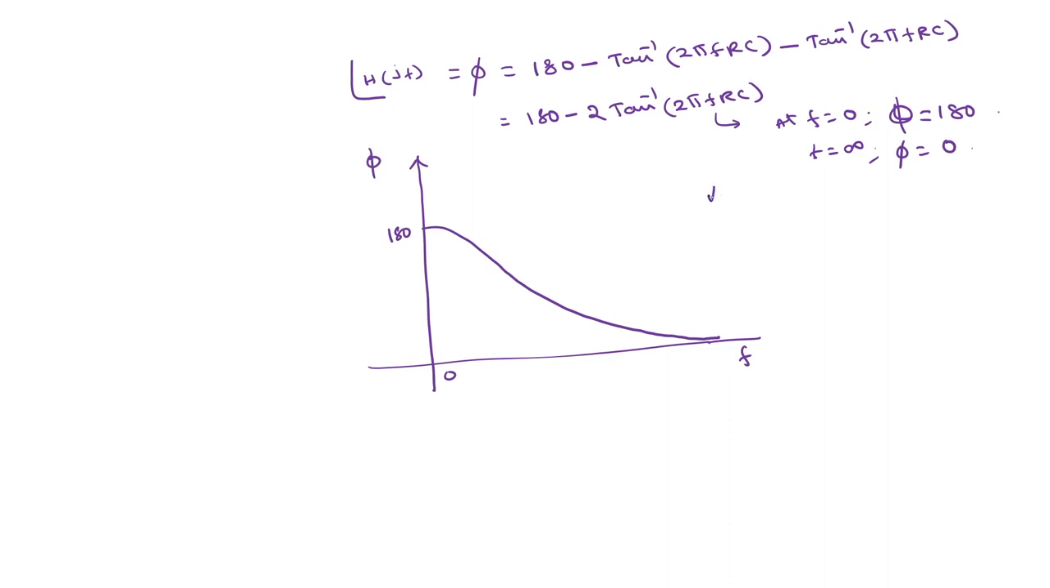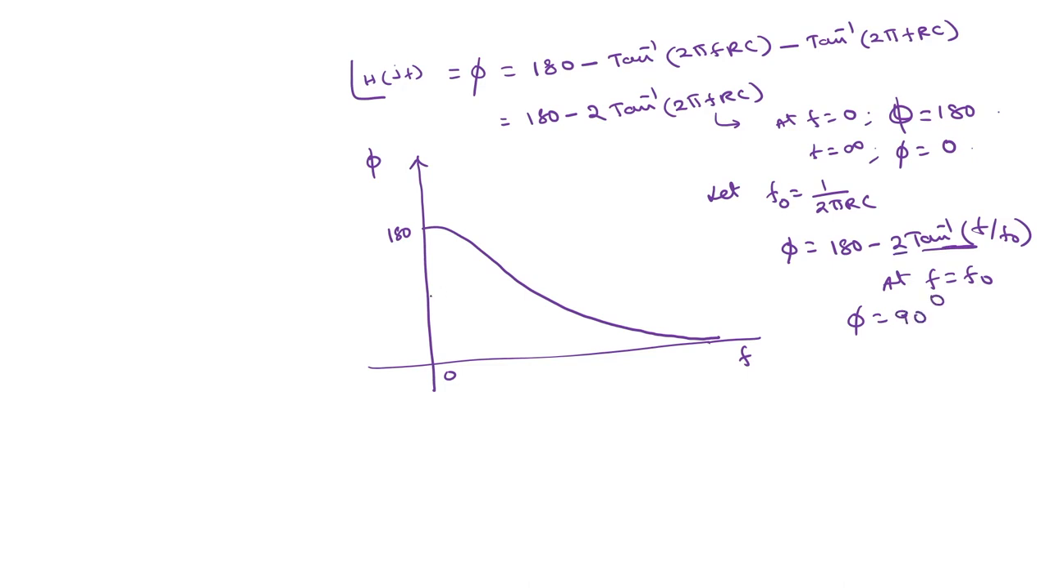And here also if I define, let me define f naught, there is no cutoff frequency concept here, but I am just using f naught as some frequency 1 by 2 pi R C. Then this phi becomes 180 minus twice tan inverse f by f naught. So at f is equal to f naught, this phi becomes, this is 45, twice 45, 90, 180 minus 90, 90 degrees. This is f naught. So, like that, different frequencies will be having different phase angle. This is say f1, this is the phase angle, like that. This is phase lead network.